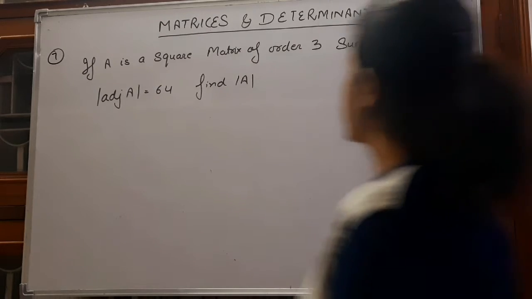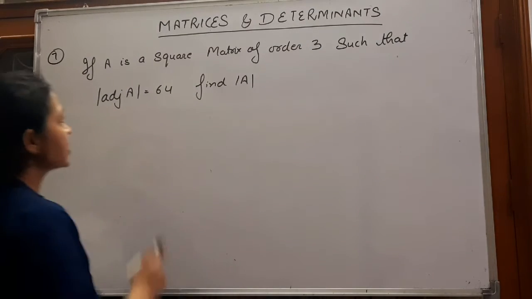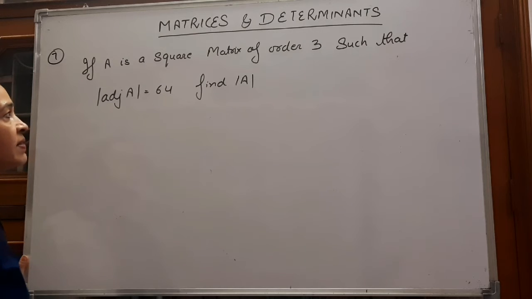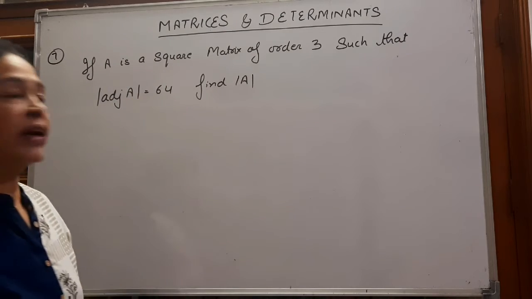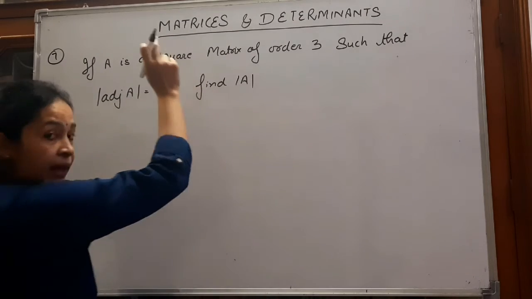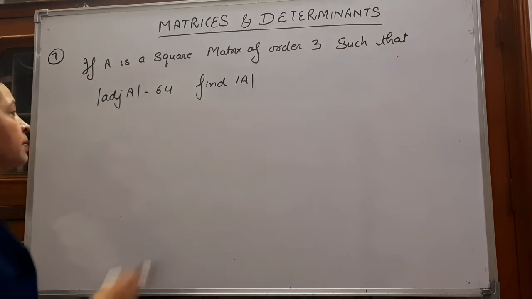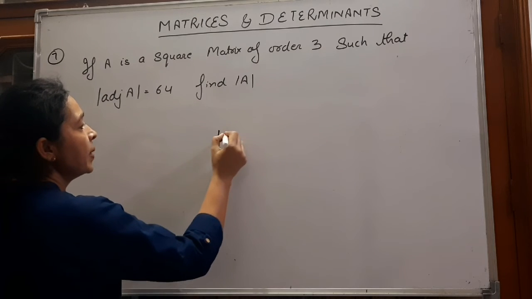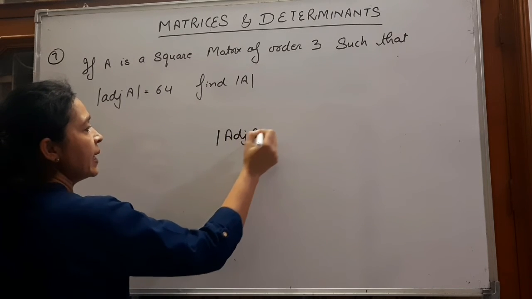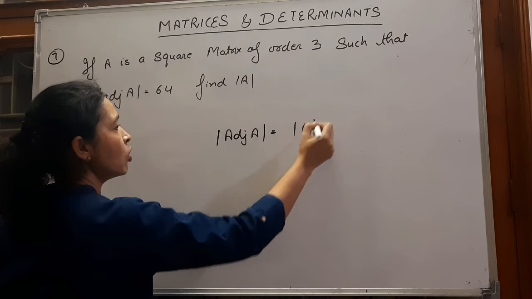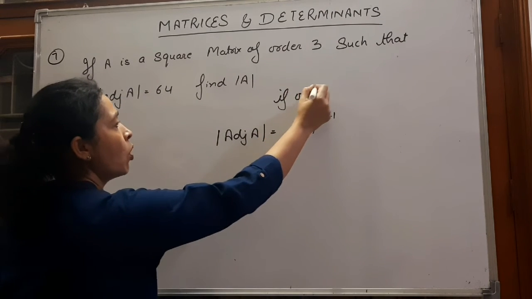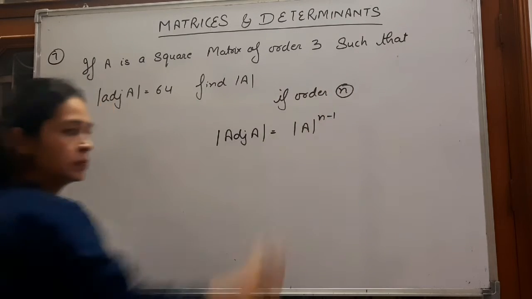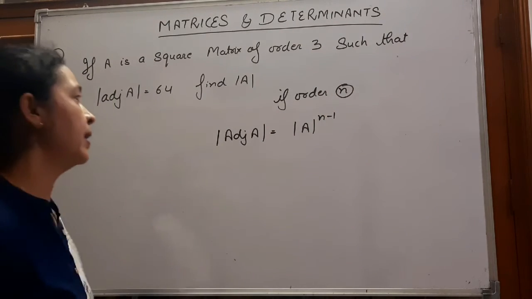If A is a square matrix of order 3 such that the determinant of adjoint A is given as 64, we have to find the determinant of A. We know if A is a square matrix of order n and A must be invertible, that is it must be a non-singular matrix, then determinant of adjoint A is equal to determinant of A to the power n minus 1, if the order of matrix A is n.